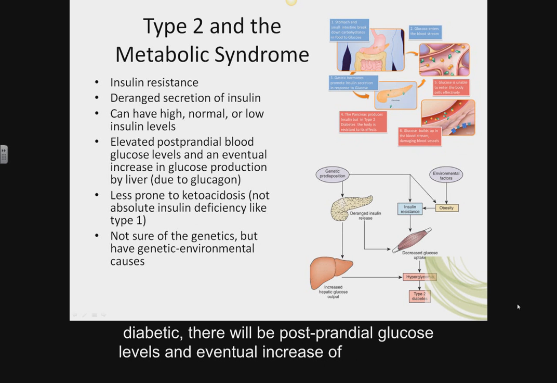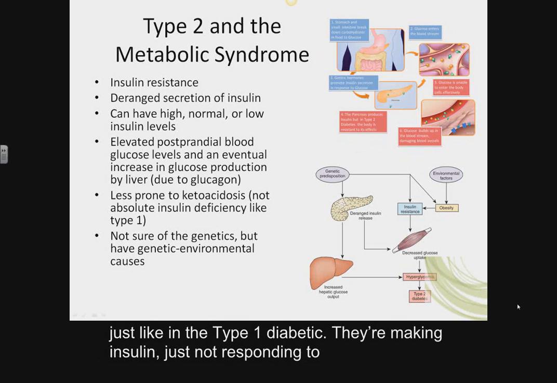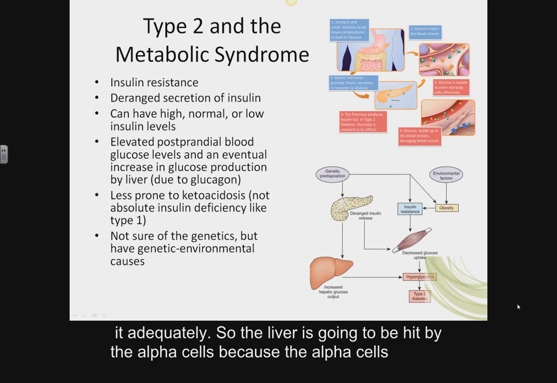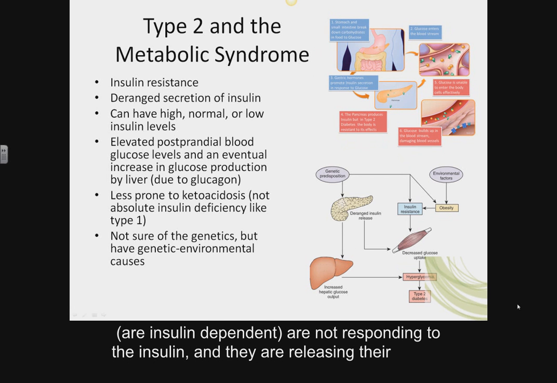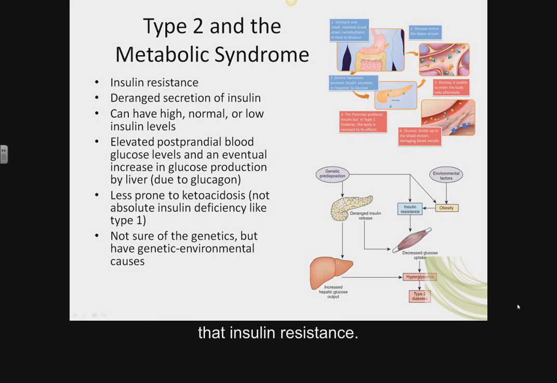In a type 2 diabetic, there will be a postprandial glucose level and eventual increase of glucose production by the liver. Basically, the cells are starving in the face of plenty, just like in the type 1 diabetic. They're making insulin, just not responding to it adequately. So the liver is going to be hit by the alpha cells, because the alpha cells, which are insulin dependent, are not responding to the insulin, and they are releasing their hormone glucagon. So these patients are going to have a hepatic response to that insulin resistance.